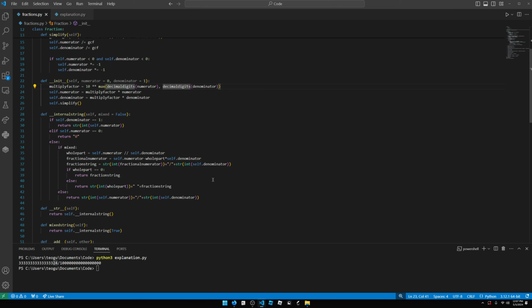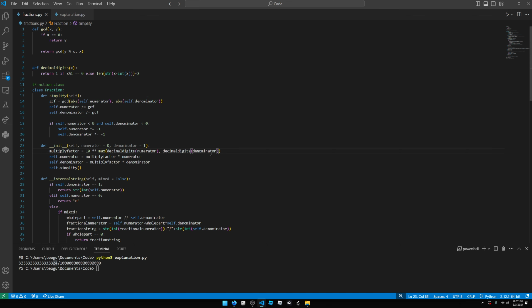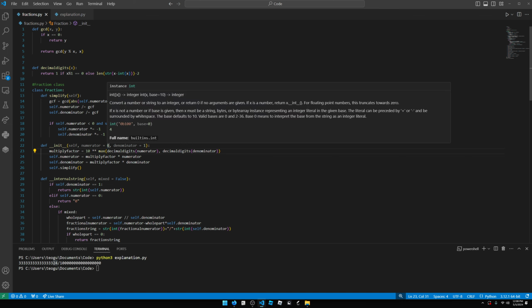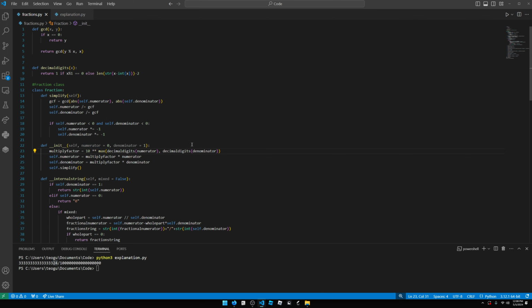if either the numerator or the denominator entered is a float, then it finds how many decimal digits each of the numbers have, and then it multiplies them by a certain power of 10 so that the numerator and the denominator stored don't have any decimal digits, so they're like a cleaner fraction. So this is just the multiplication process.